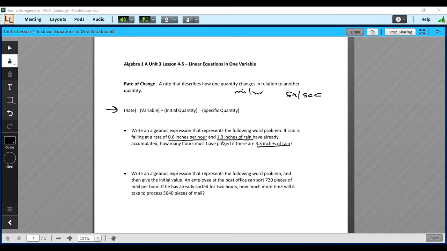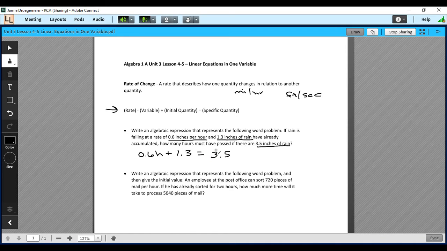So those are our three pieces here. Our rate, again, was 0.6. The variable, we're trying to figure out how many hours. So I'm going to use h to represent that. So it's 0.6 times h plus our initial quantity. And we said the initial quantity here was the 1.3 inches of rain. That's what we started with. And that's going to equal our specific quantity that we're looking for. We want to know how many hours it takes to get to 3.5 inches of rain. So this would be our equation.